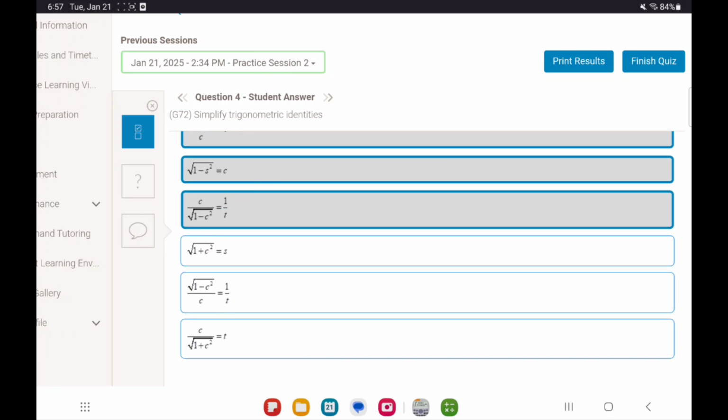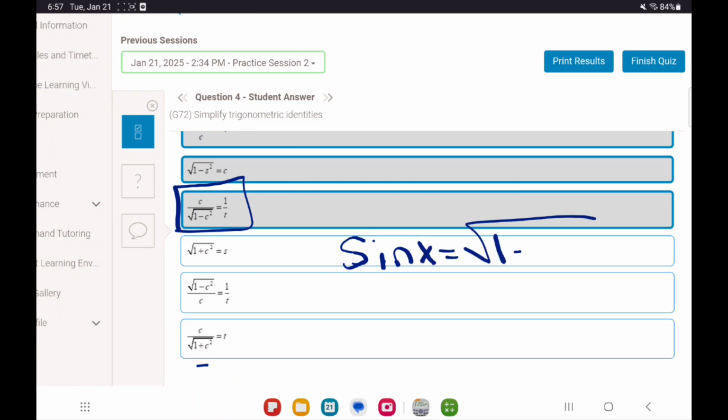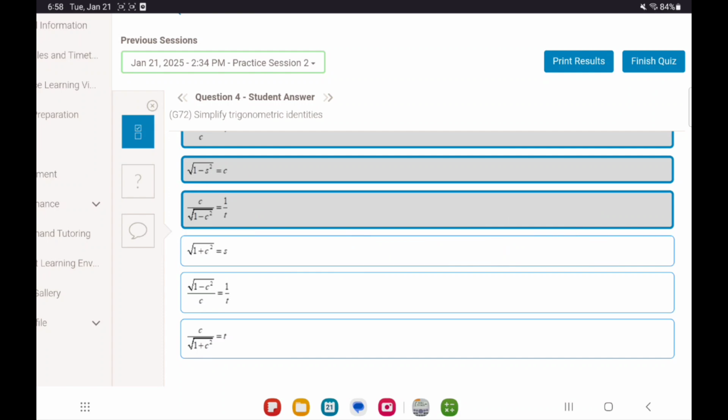And then the next one is the same as this equation, but it's plus, and you can't have that with sine squared. Okay, we know that sine x only is equal to radical 1 minus cosine squared x. And here it's telling you it's plus. That's not possible. So wrong too. And that's why these are wrong.